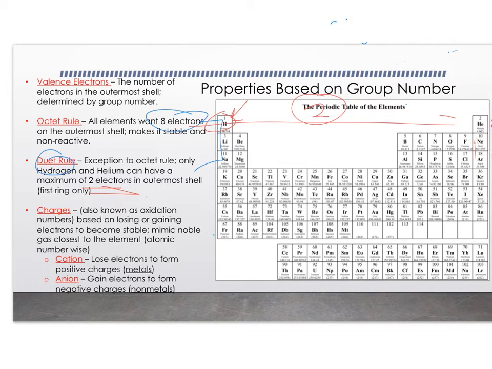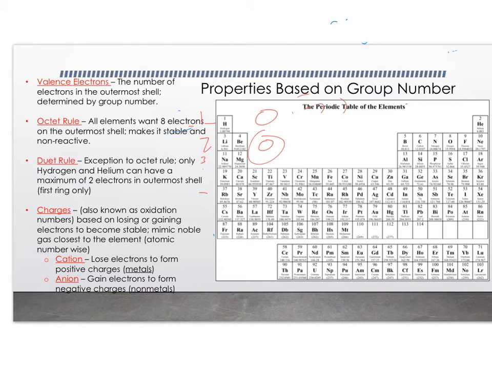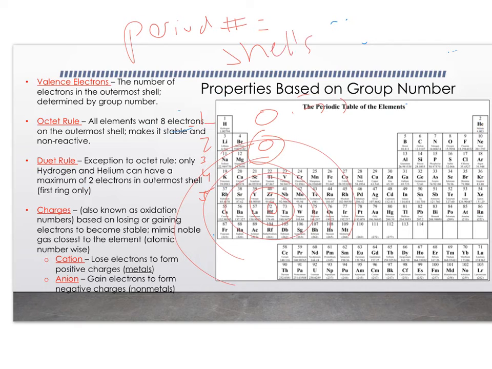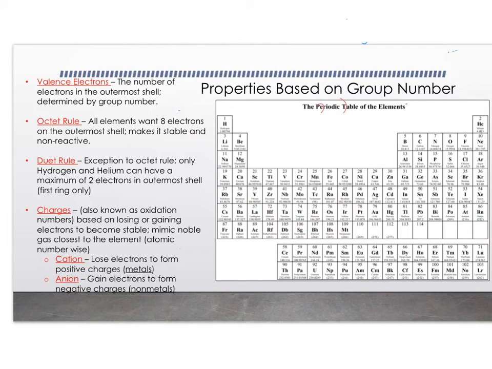Okay, so groups can tell you the number of valence electrons, and periods will tell you how many shells are around the ring. So if you're in period number 1, you have 1 shell. Period 2, you have 2 shells. Go down to period 5? You have 1, 2, 3, 4, 5. So your period numbers will tell you the number of shells that go around the nucleus. And that's just a little bit of extra information that you should write down in your notes as well, because that'll be important for the trends later on.